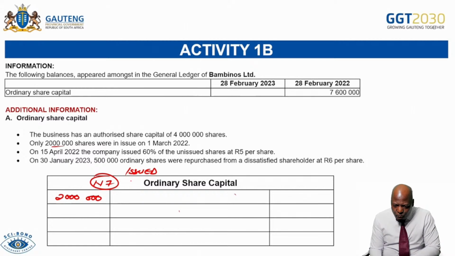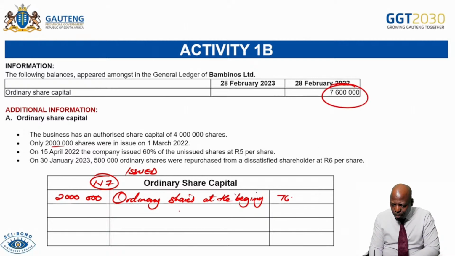And then we are told these are ordinary shares at the beginning. They did not tell us the price, but we are given the capital. So here it's going to be 7.6 million over here. We good? Let's go on to the next one.